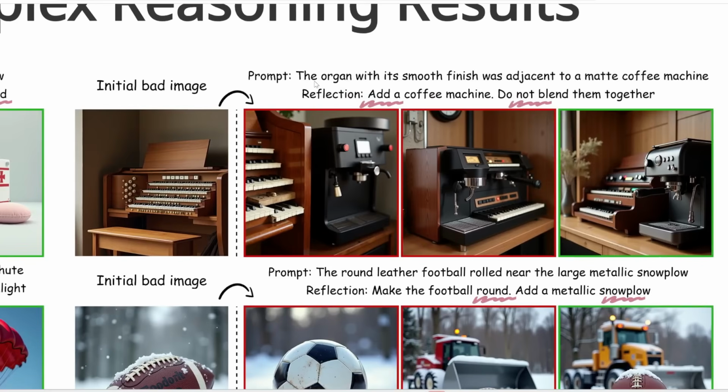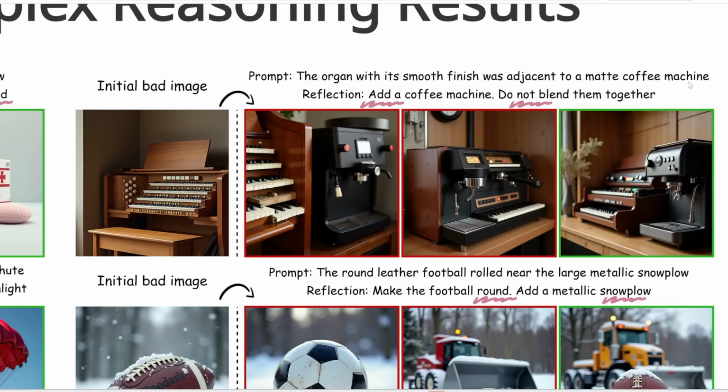Or here's another example where the initial prompt is the organ with its smooth finish was adjacent to a matte coffee machine. So here's the initial image. As you can see, it's just an organ, there's no coffee machine present. So after going through several rounds of reflection, it knows to add a coffee machine, but not to blend the two together. And here is the final result. Indeed, we have an organ and a coffee machine next to it.